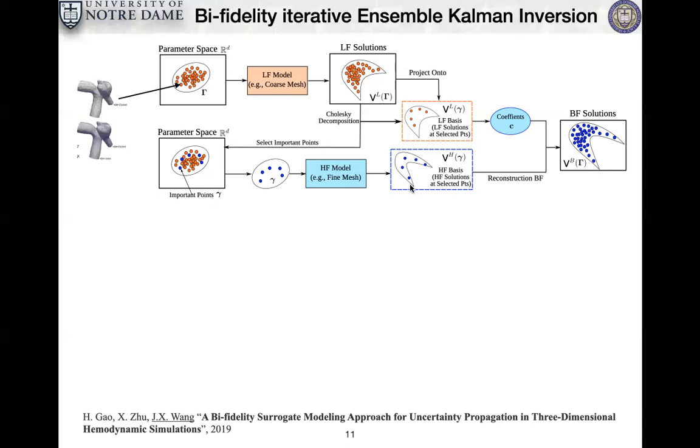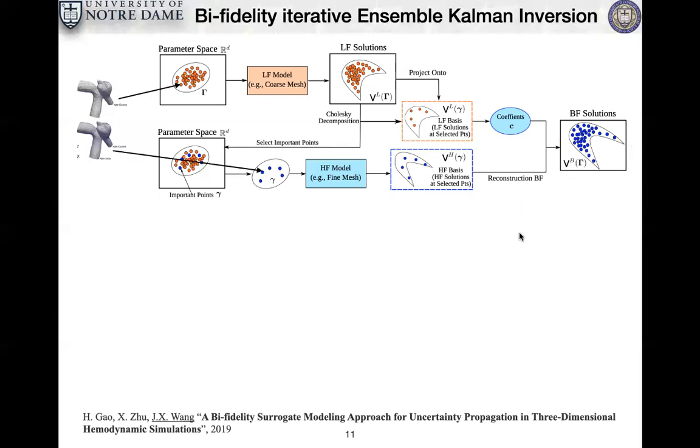So here, whenever a new parameter comes in, we can propagate the parameter through the low fidelity model and get the low fidelity solution of the new parameter. And then we project our low fidelity solution of the new parameter onto those low fidelity bases to get the coefficients. And then we simply multiply the coefficients with the high fidelity basis, and we construct the bifidelity solution. And we get the bifidelity ensemble here.